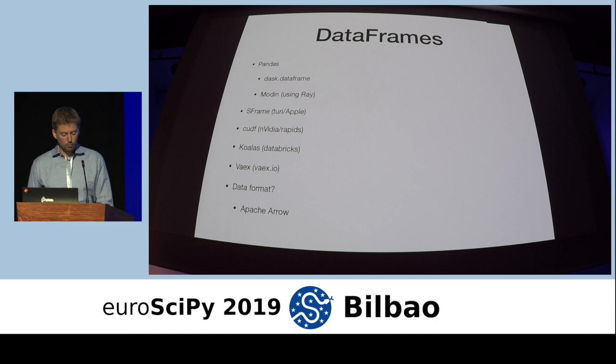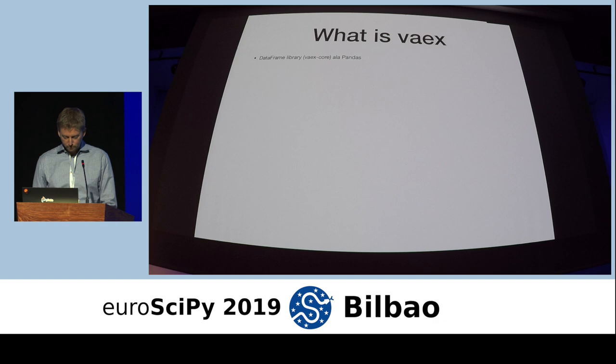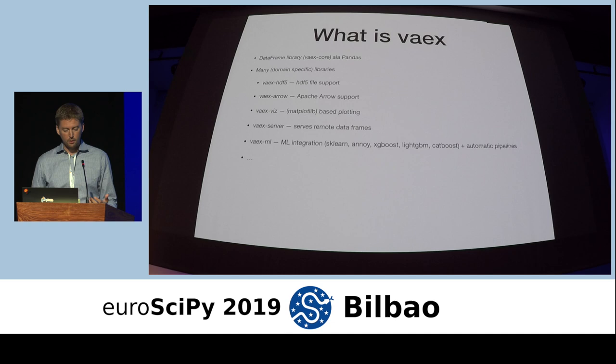So what is Vaex? It's a data frame library. At least Vaex core, it's split up in multiple libraries, similar to pandas. And on top of that, to not make it one big project, there are smaller libraries such as Vaex HDF5 for HDF5 support, Arrow support, some visualization, a server for having a remote data frame, so you can have the data frame sitting somewhere in the cloud. Today, Jovan will show the machine learning integration, just pip or conda installable.